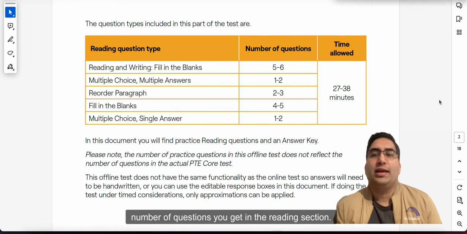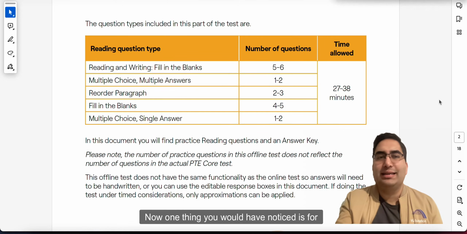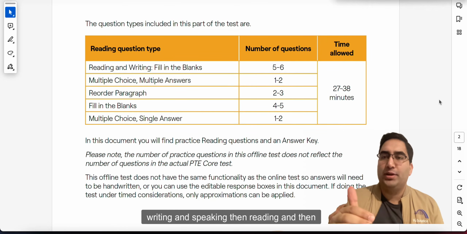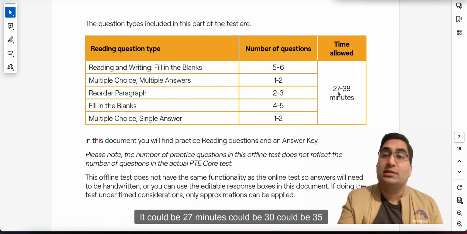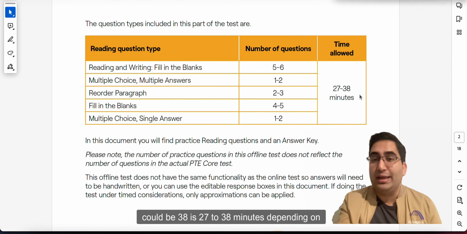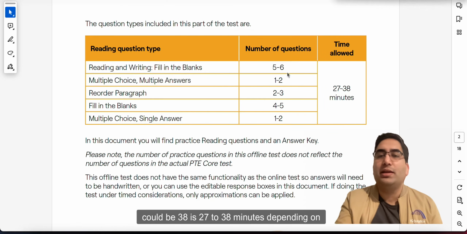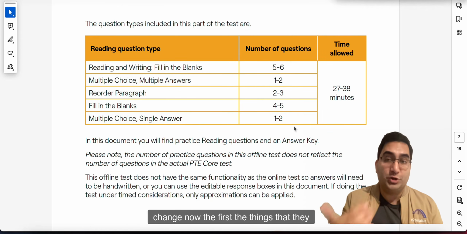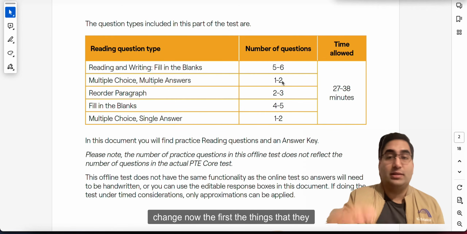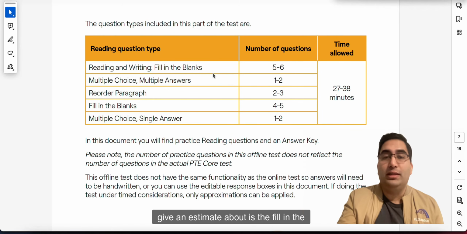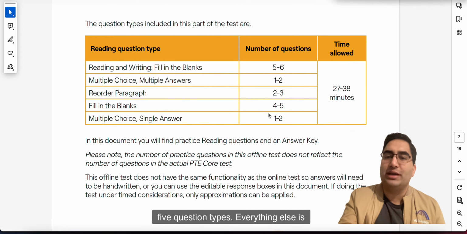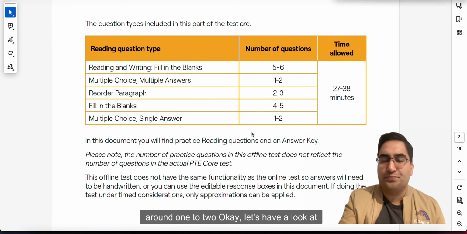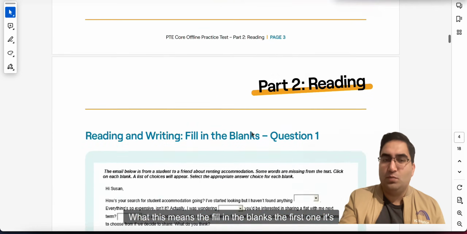These are the number of questions you get in the reading section. Now, one thing you would have noticed is for writing and speaking, then reading, and then listening, the time is not 100% clear. It could be 27 minutes, could be 30, could be 35, could be 38. It's 27 to 38 minutes depending on how many questions they give you. So this will always change. Now, the things that they give an estimate about is the fill in the blanks question are going to be the longest, 5 to 6 question types, followed by the other fill in the blanks, which are 4 to 5 question types. Everything else is around 1 to 2. Okay, let's have a look at what this means.